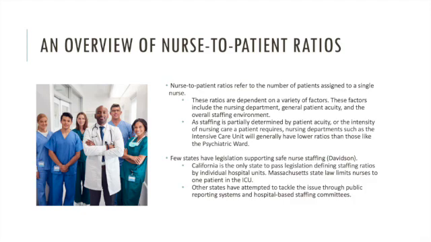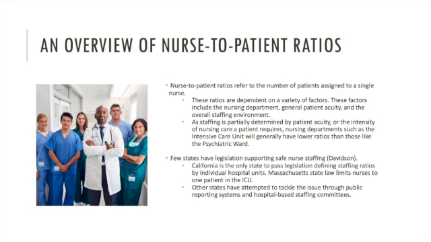This presentation will inform individuals about the specific dangers of these high ratios to nurses, patients, and hospitals. Nurse-to-patient ratios refer to the number of patients assigned to a single nurse. These ratios are dependent on a variety of factors, including the nursing department, general patient acuity, and the overall staffing environment. As staffing is partially determined by patient acuity, which is the intensity of nursing care a patient requires, nursing departments such as the intensive care unit will generally have lower ratios than those such as the psychiatric ward.